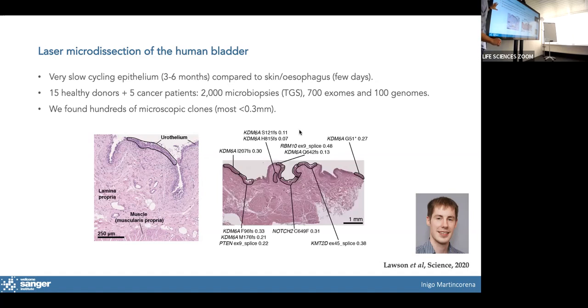With this study, we didn't know what to expect, but we found hundreds of microscopic clones and very strong selection. Most of the clones were, again, microscopic. You can see here an image of different areas that we sequenced, and how the same gene, a key bladder cancer gene, is mutated across the epithelium, but you can find different mutations in different places. So again, if you were to take this full biopsy and sequence it in bulk, you wouldn't see any of them. But by isolating different clones individually, you can see them.